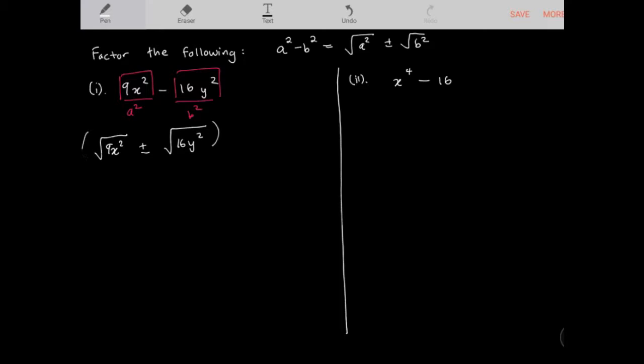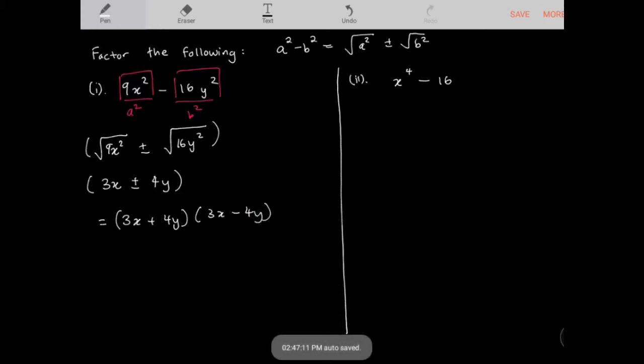And recall that the plus minus represents the two conjugate factors, and conjugate is basically where you have the same two terms but with opposite sign in between the terms. Alright, so if we have a square root of 9x squared, we get 3x, plus minus, the square root of 16y squared, we get 4y. So our two conjugate factors are 3x plus 4y and 3x minus 4y. Okay, so that's basically how you factor this expression.